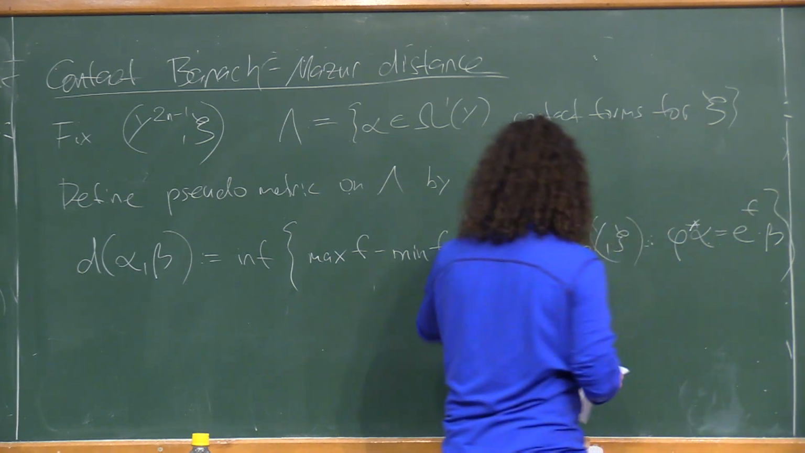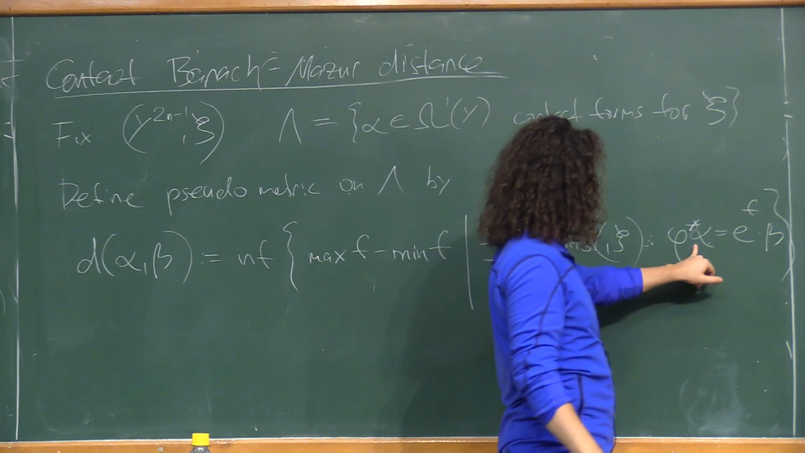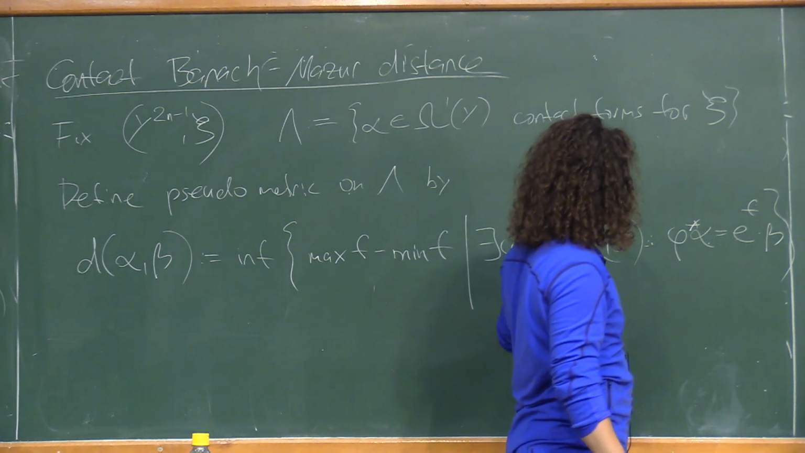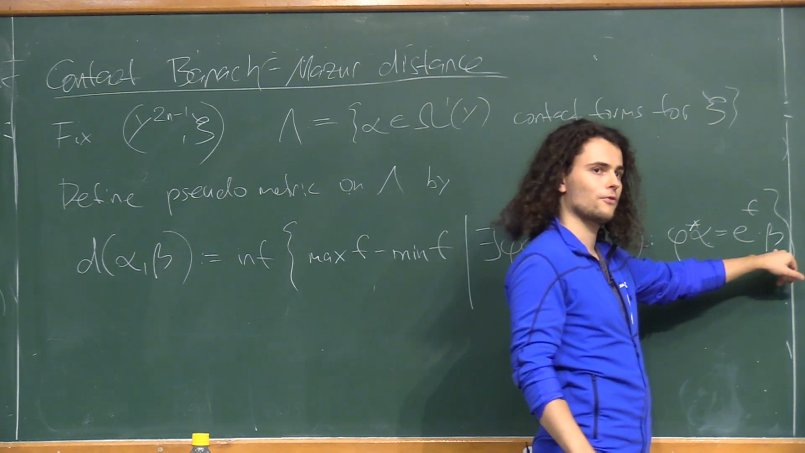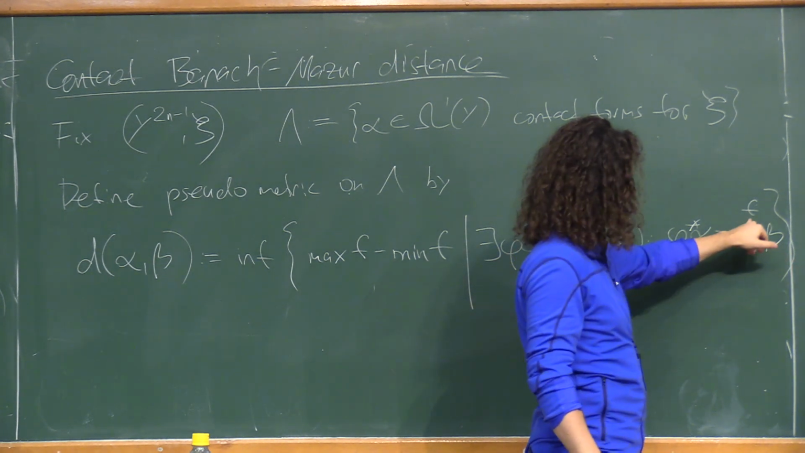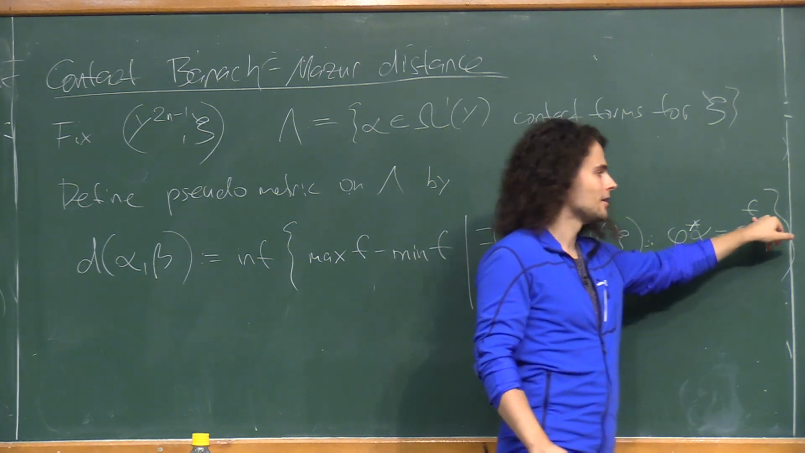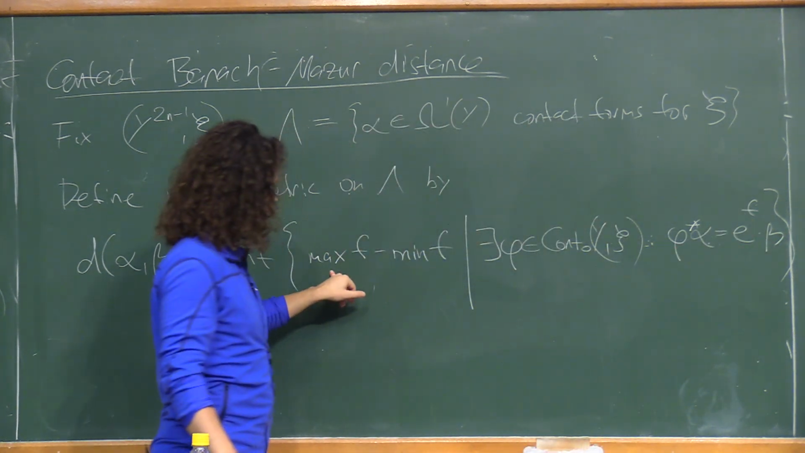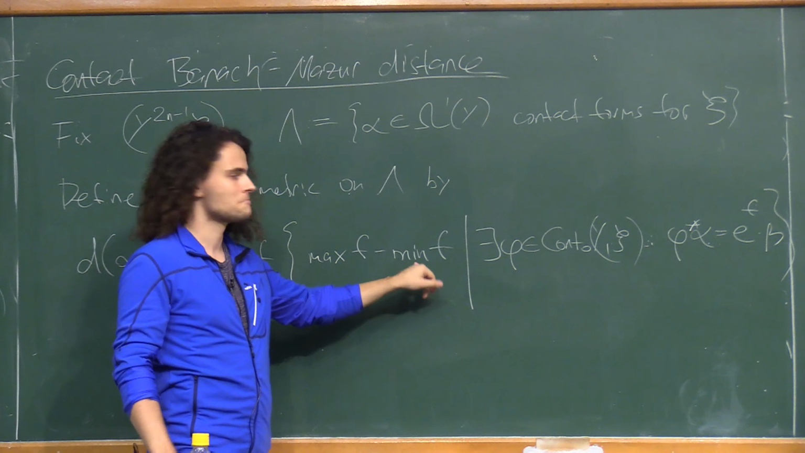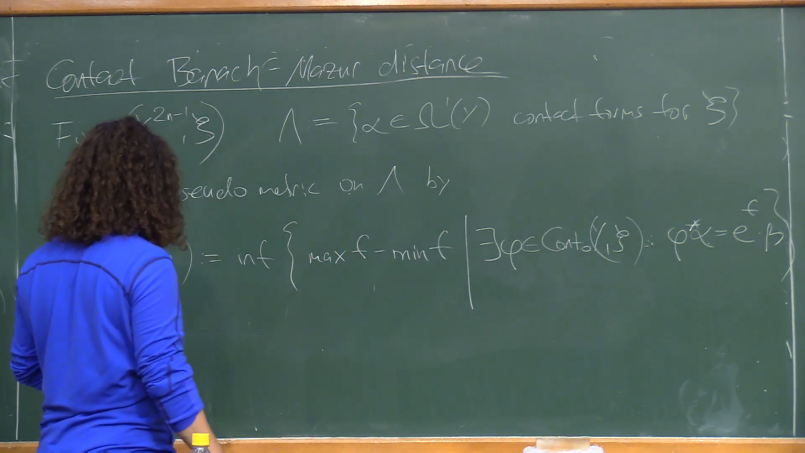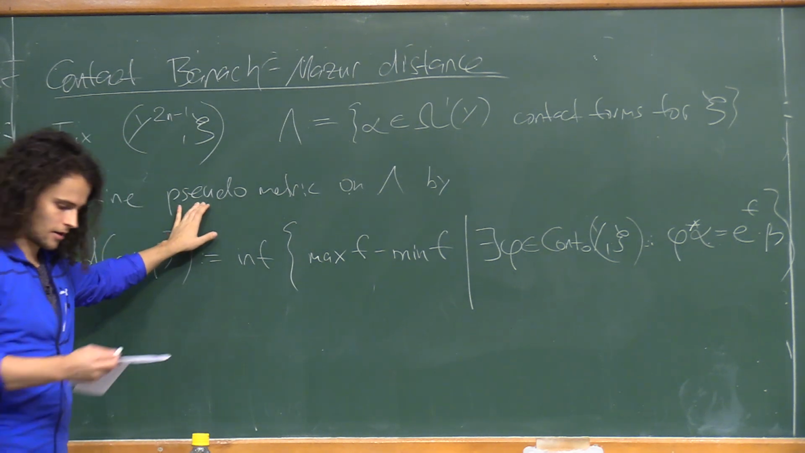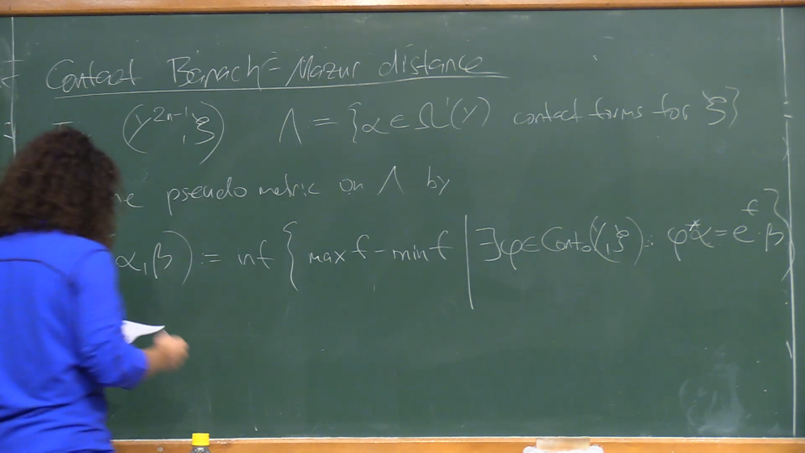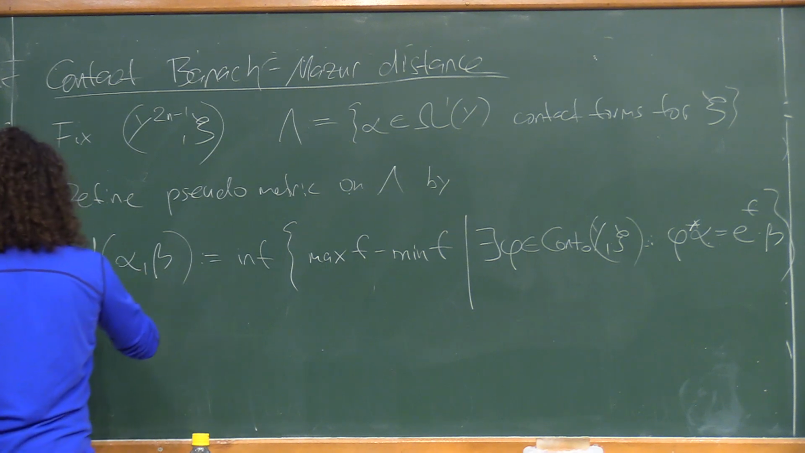Right, so we look at all these contactomorphisms, and we pull back our alpha. It's a contactomorphism, so it's the same contact structure, and we get a contact form that's just a scaling of beta. There's some unique function f that goes here, and we take the maximum of f minus the minimum of f. That's a number, and this is the pseudometric. So some comments about that.